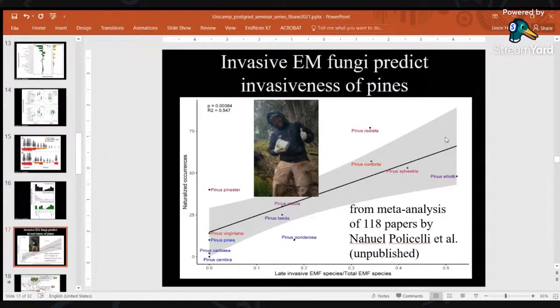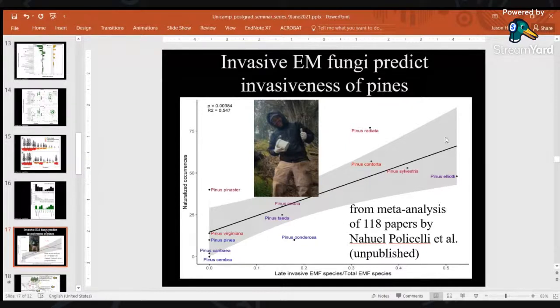I want to also briefly highlight here some work being done by Nawel Policelli, who's currently a postdoc in Jenny Bhatnagar's lab. And this is from a really nice emerging study, which is a meta-analysis across more than 100 different papers, in which Nawel's analyses have identified that the fungal associations of pines seem to be among the best predictors of the invasion status of the pine species themselves, and better than above ground traits of the pines.